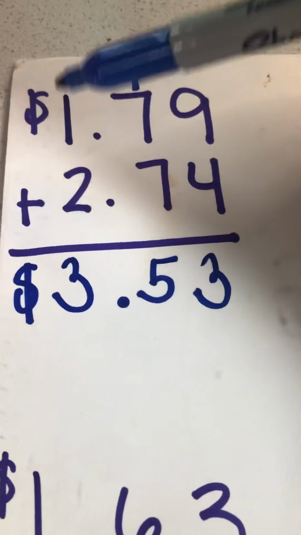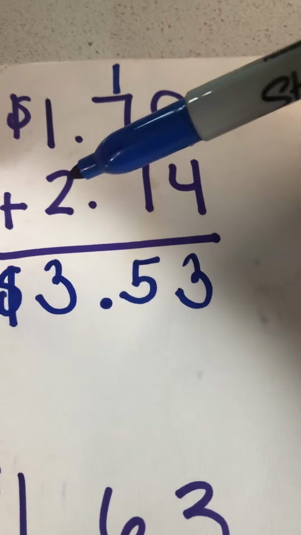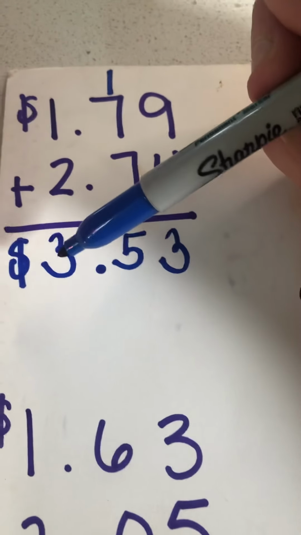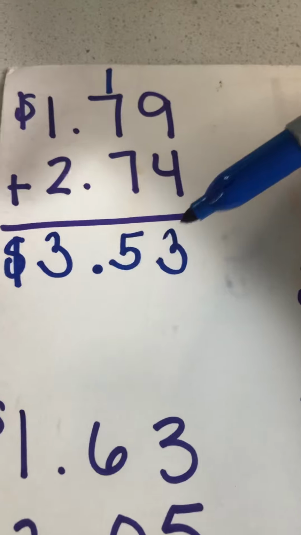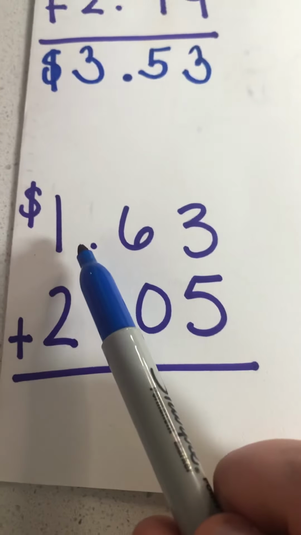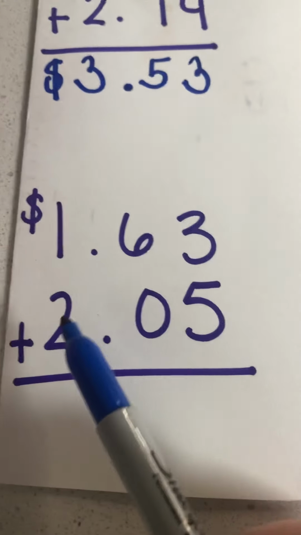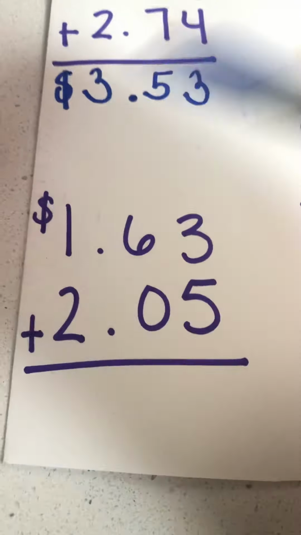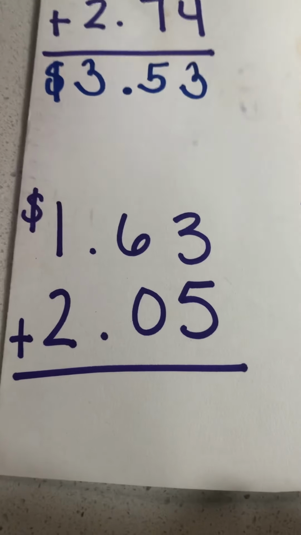So spending $1.79 plus $2.74 is going to give us a total of $3.53. Let's move to the next one. Here we have $1.63 plus $2.05. Remember, our dollar sign is up here, so we know that we are working with money.